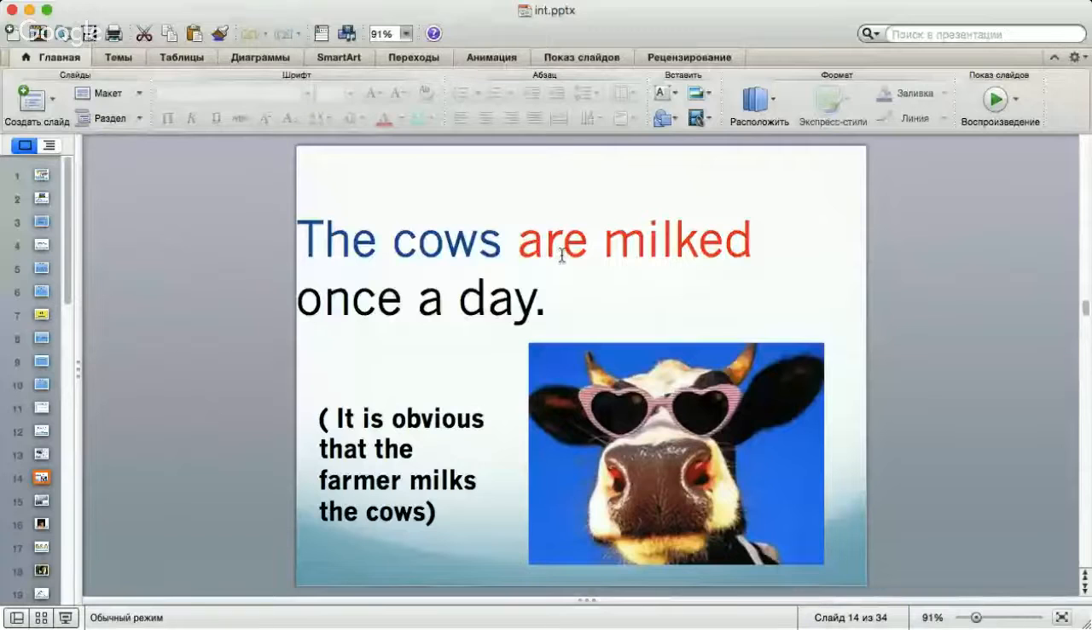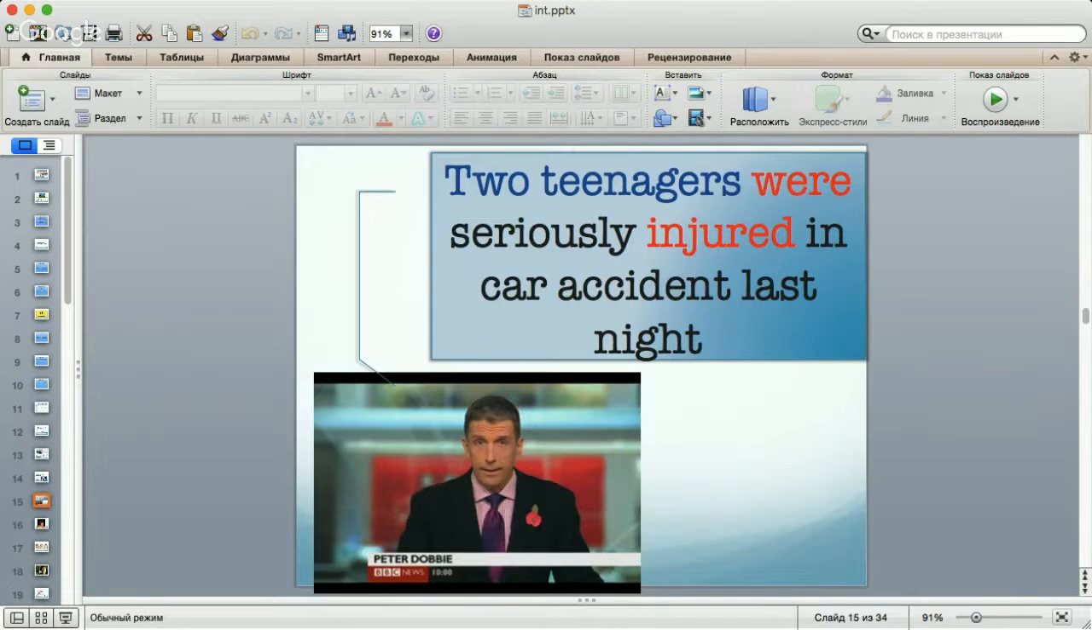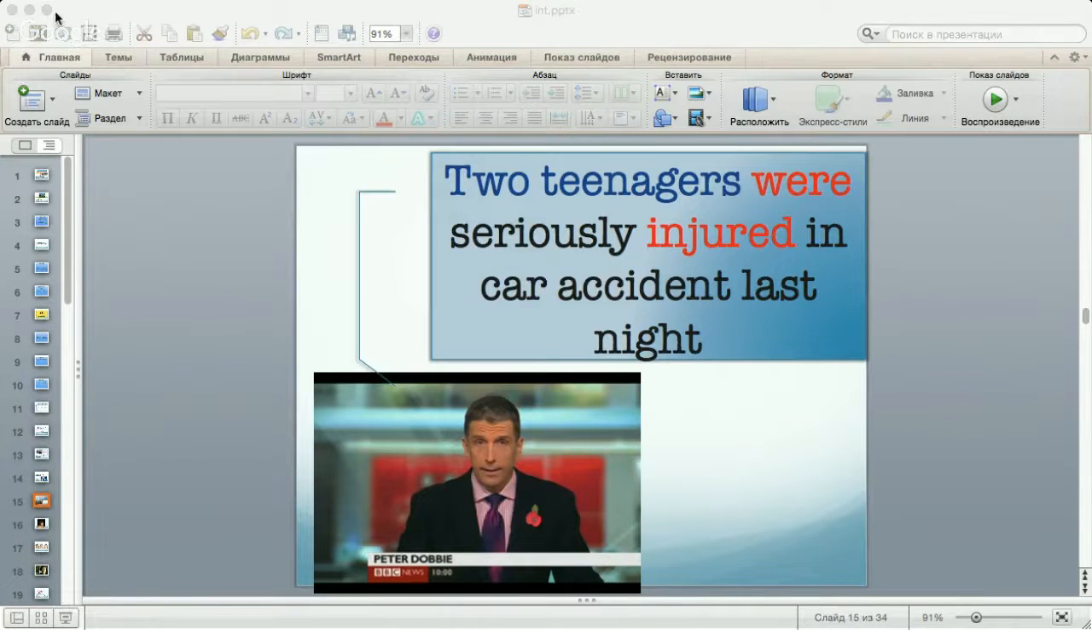And again, just have a look at the way we form the passive voice. As this sentence is used in present simple tense, and we should transform it into the passive voice, we take the proper form of the verb to be, which is are, because the cows is plural form. And then we take the past participle, so we just add the ed ending to the word milk. Okay, and here is the next example.